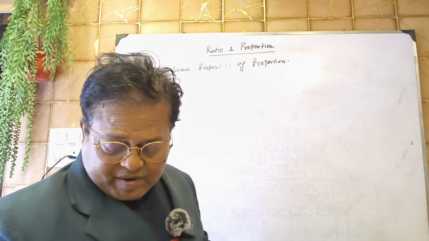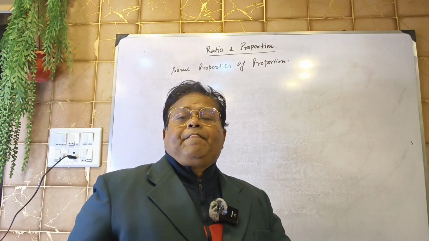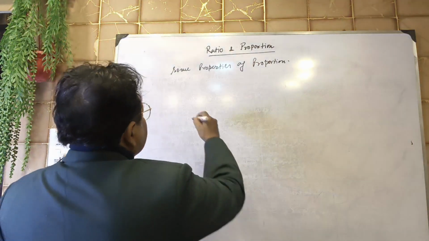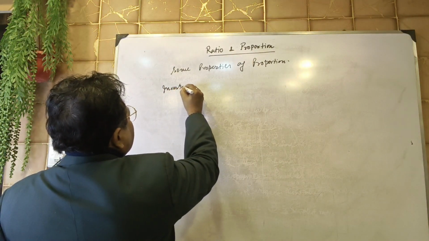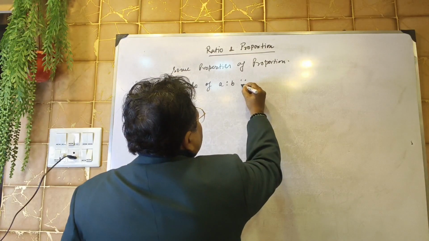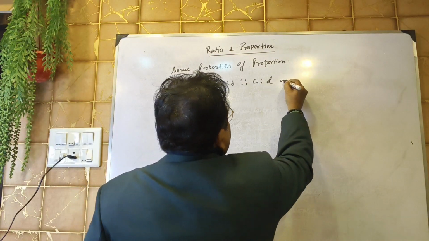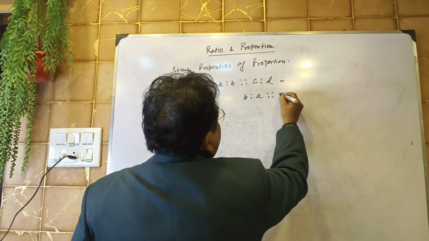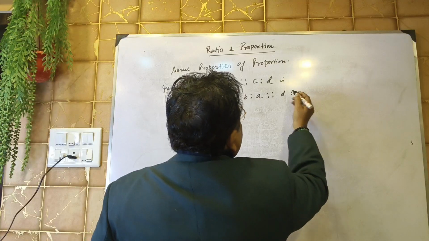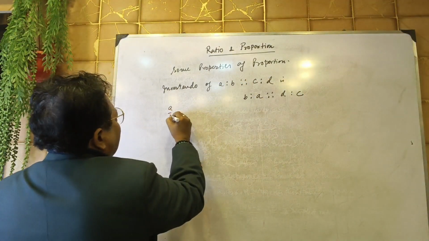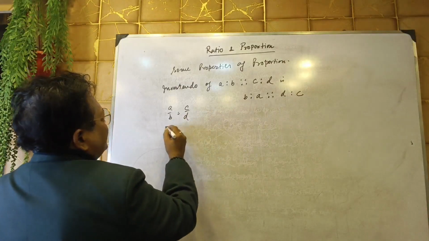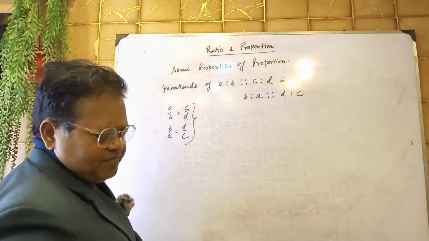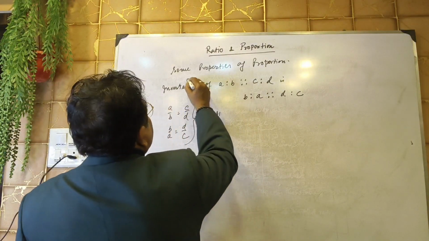This type of properties are not given in the CBSE board. At first, invertendo. If A is to B is to C is to D, then B is to A is to D is to C. They are inverted. That is, if A by B is equal to C by D, then by invertendo we can write B by A is equal to D by C. This is called invertendo.